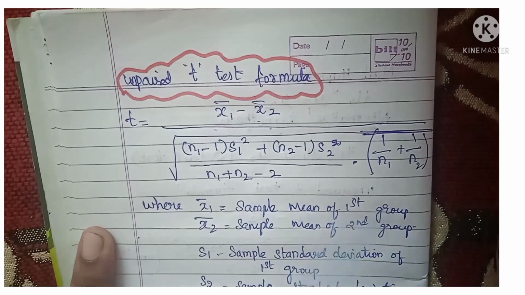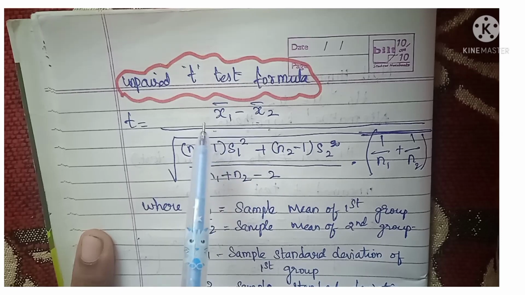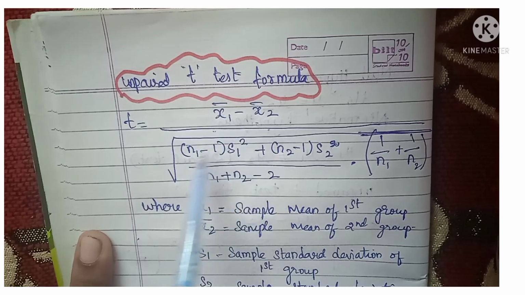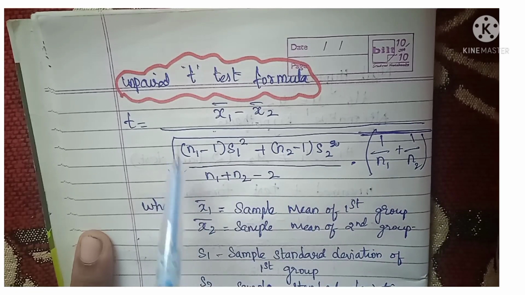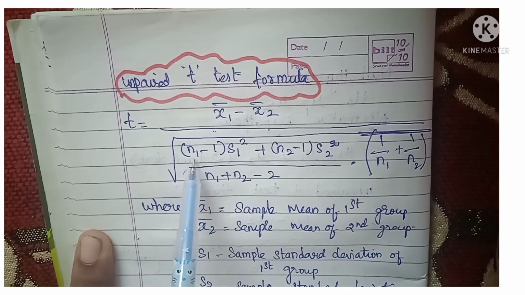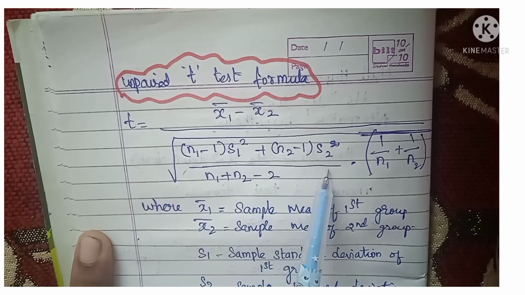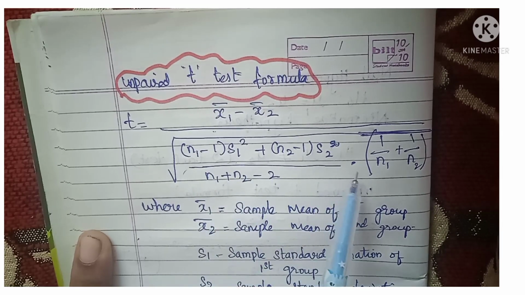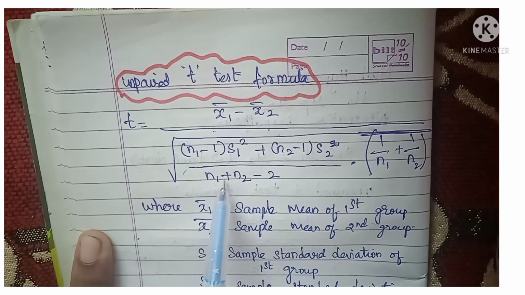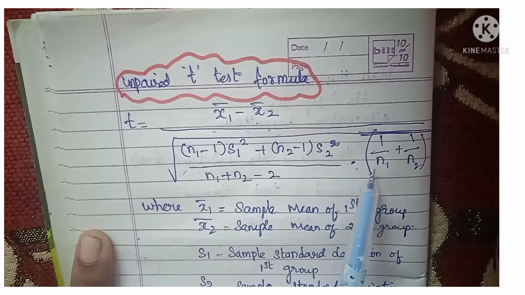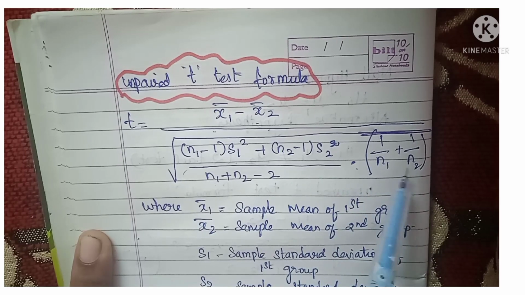So the formula for t, you can learn it by heart: x1 bar minus x2 bar divided by square root of (n1 minus 1) into s1 square plus (n2 minus 1) into s2 square, divided by (n1 plus n2 minus 2), into, this dot means into, (1 divided by n1 plus 1 divided by n2).